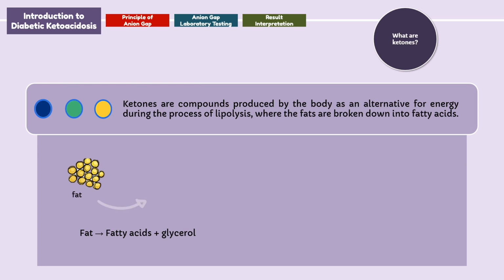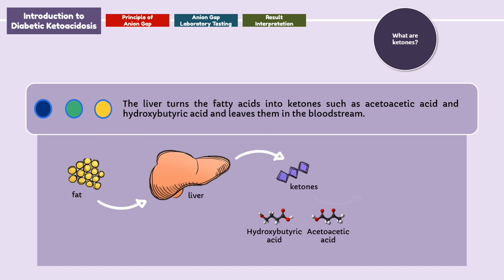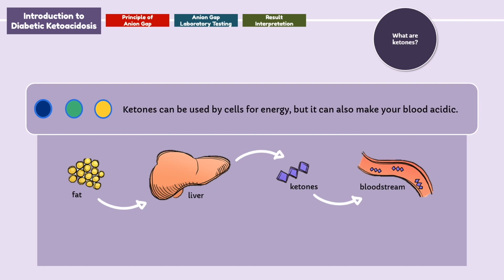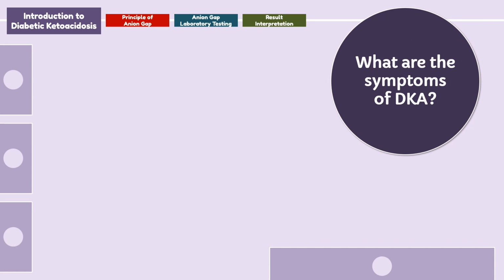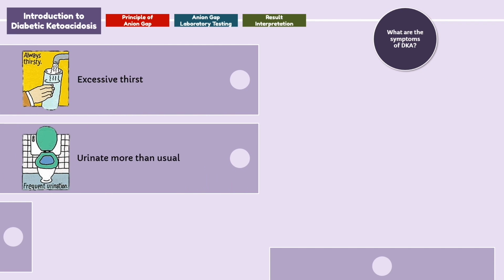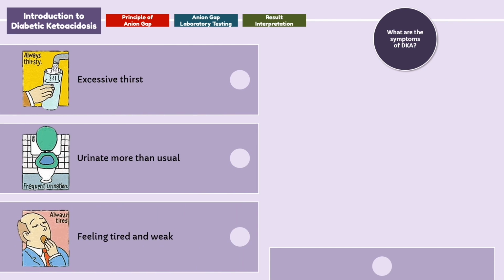Ketones are compounds produced by the body as an alternative for energy during the process of lipolysis, where the fats are broken down into fatty acids. Then the liver turns the fatty acids into ketones. Although ketones can be used by cells for energy, they can also make the blood acidic. So, what are the symptoms of DKA? They may have excessive thirst and frequent urination, apart from feeling tired and weak.